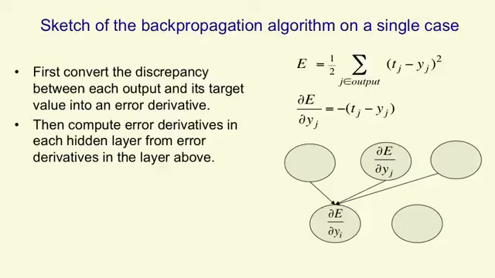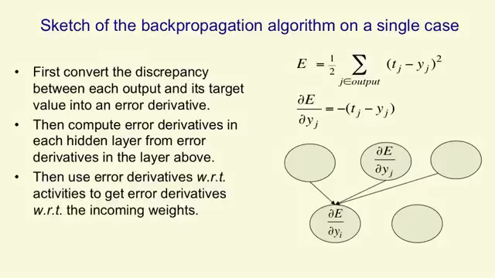So we want to compute dE by dyi. Now obviously when we change the output of unit i, it'll change the activities of all three of those output units, and so we have to sum up all those effects. So we're going to have an algorithm that takes error derivatives we've already computed for the top layer and combines them using the same weights as we use in the forward pass to get error derivatives in the layer below.